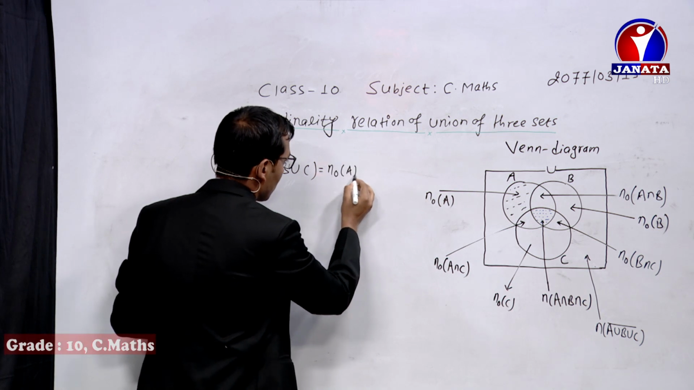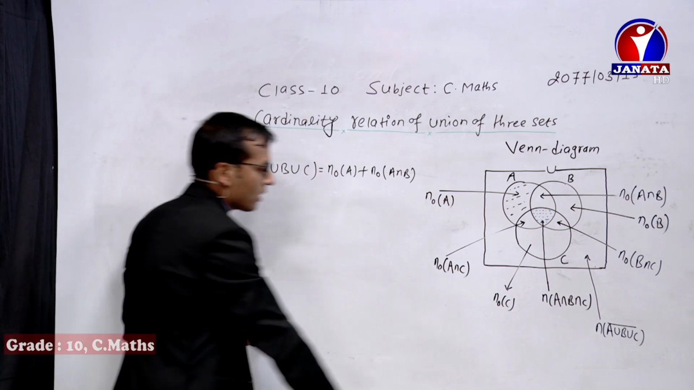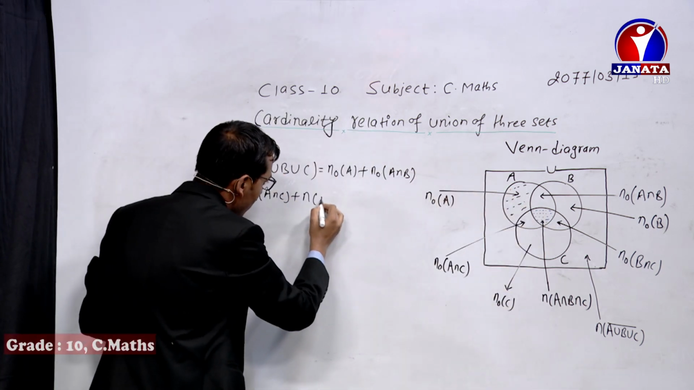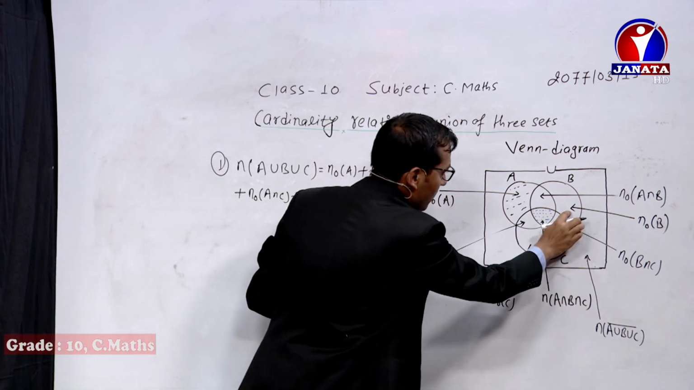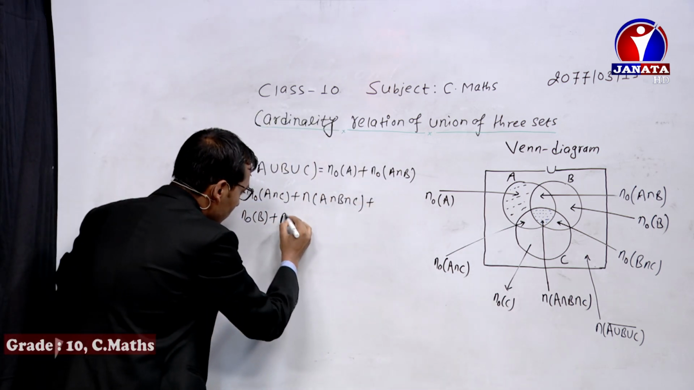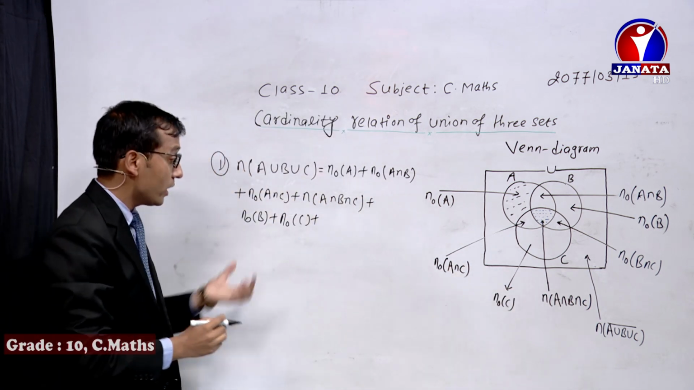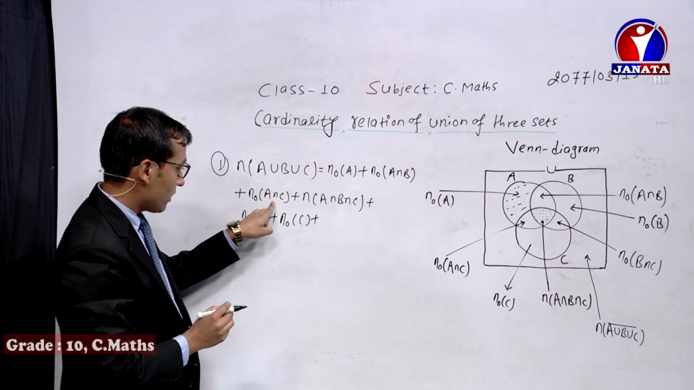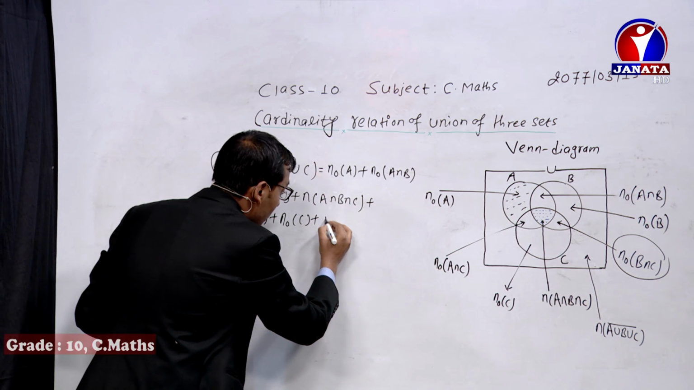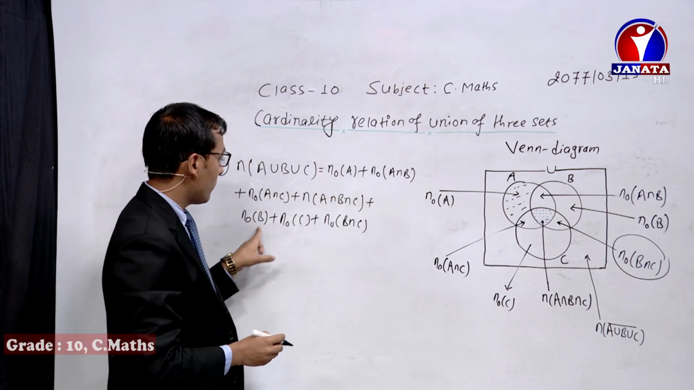First is n only A plus, what is the next? This one is n only A intersection B plus, what is next? n only A intersection C plus, this is the intersection of all three subsets, A intersection B intersection C, plus this one is n only B plus, this is n only C, and next is n only B intersection C. So n only A, n only A intersection B, n only A intersection C, the intersection of all three subsets, n only B, n only C, and n only B intersection C. It should be a total of 7 different set notations: 1, 2, 3, 4, 5, 6, 7.